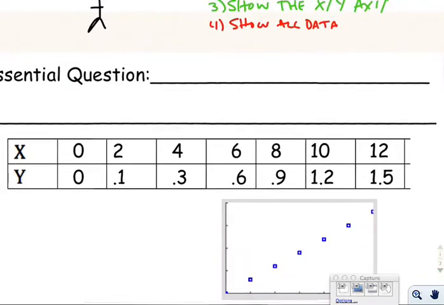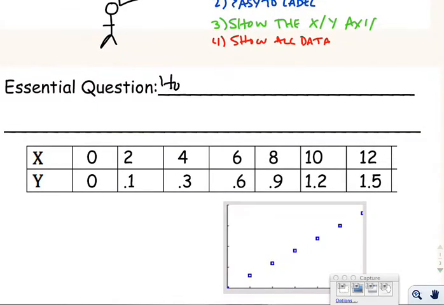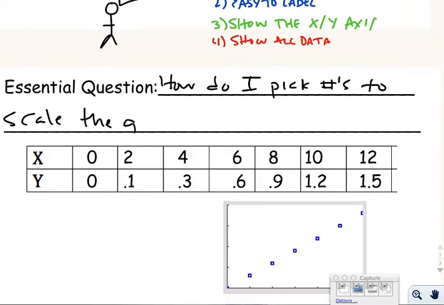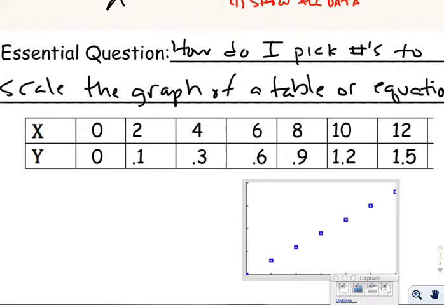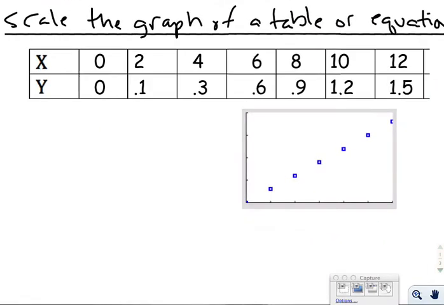Here's the question you should be able to answer by the end of these notes. That question is, how do I pick numbers to scale the graph of a table or equation? Okay, which is a kind of a different beast, but you'll see it's kind of the same thing. So that's our essential question. That's where we're starting. How in the world do I pick the numbers to scale the graph of a table or an equation?